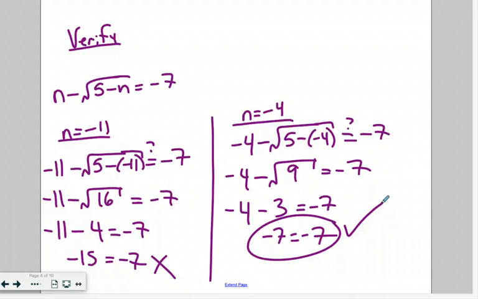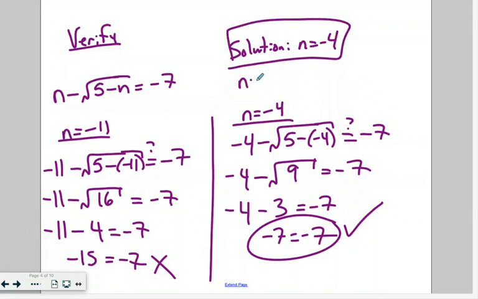So our solution is, in fact, n is equal to negative 4. Okay? And n equals negative 11 is what we call an extraneous root.